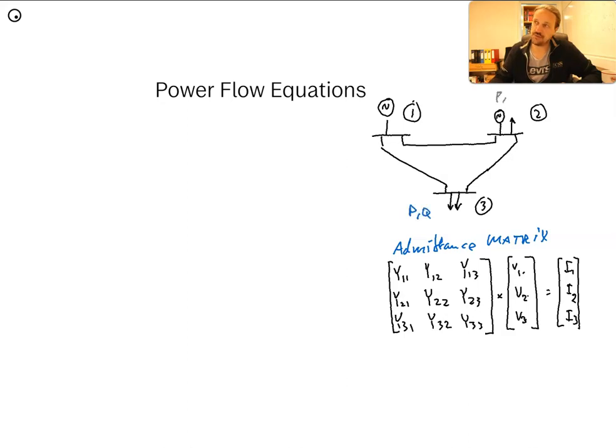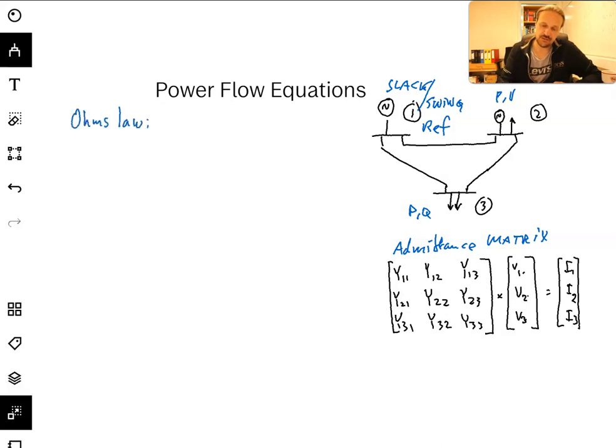Here there's a P V bus, and then this is the slack or swing bus, which is also sometimes referred to as the actual reference bus. So let's get into the job, and this is first done from Ohm's law.